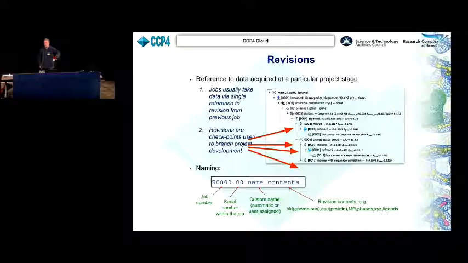The project can branch at any point. You can run the same job with several input parameters, or try different tools for the same task, and each of these creates a new branch in this job tree.